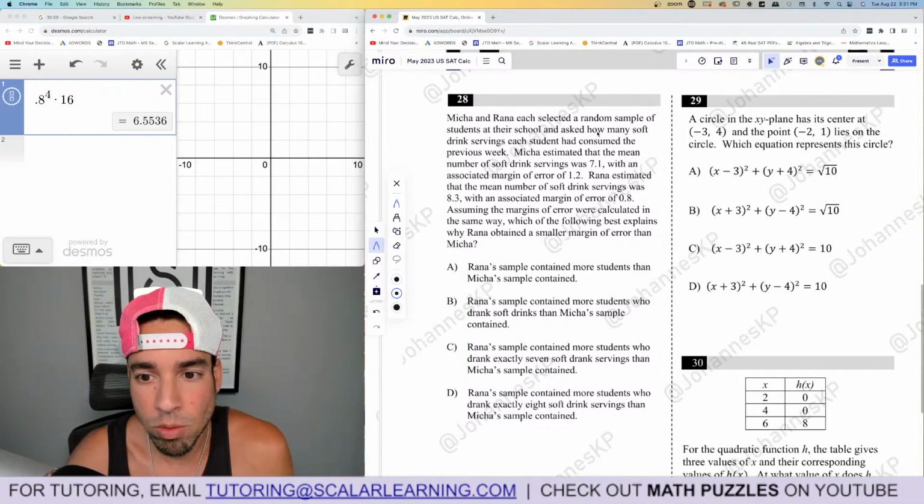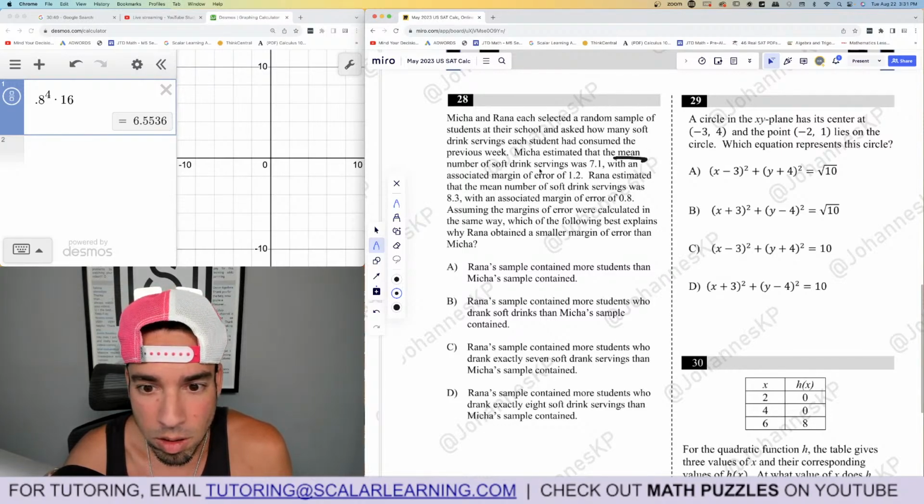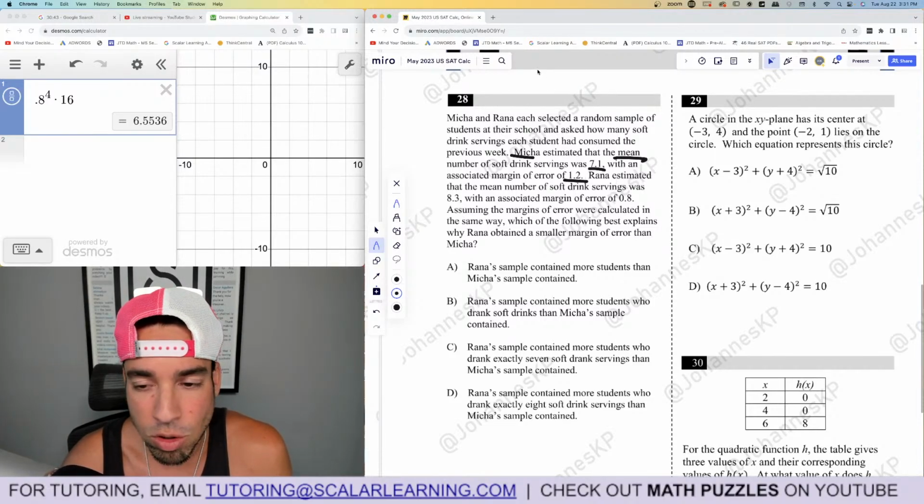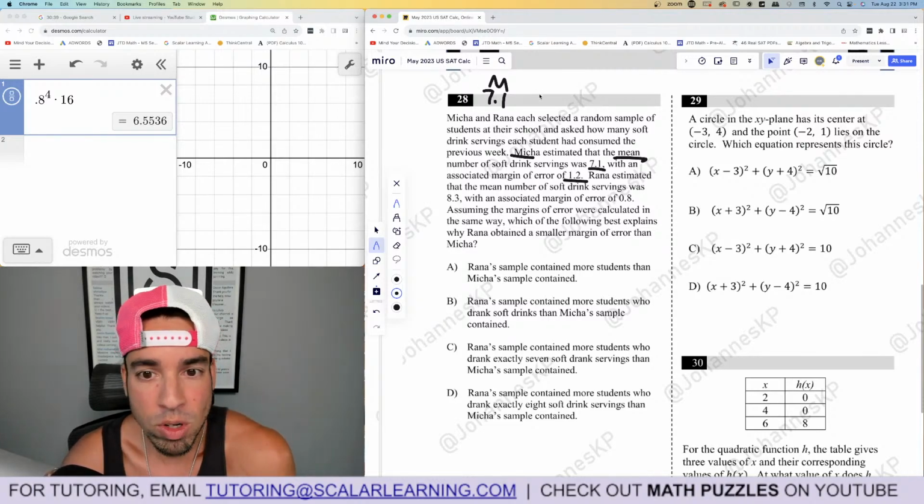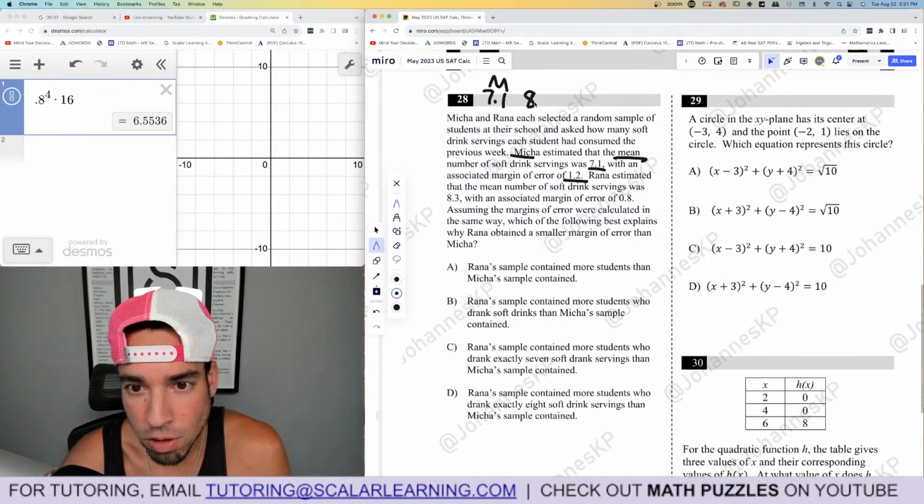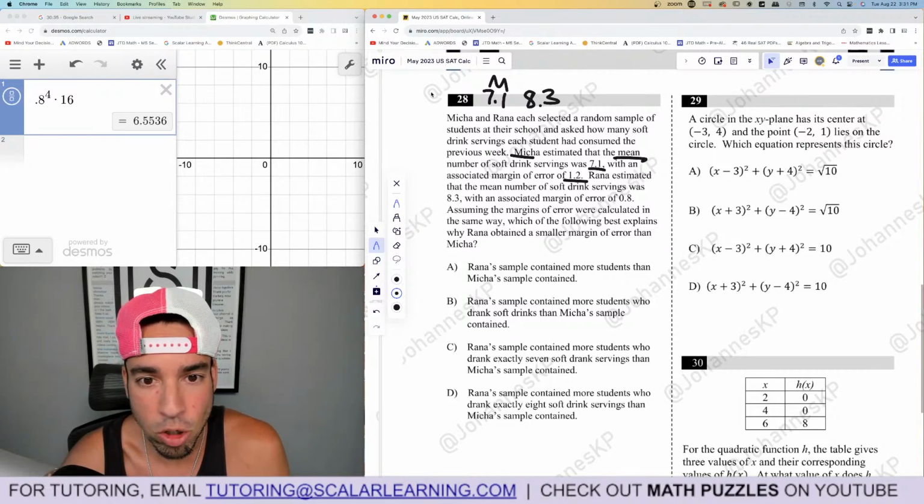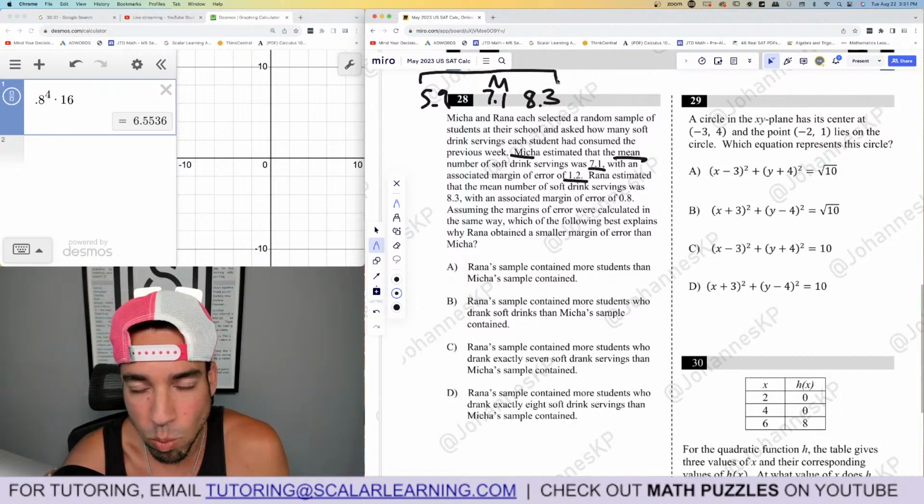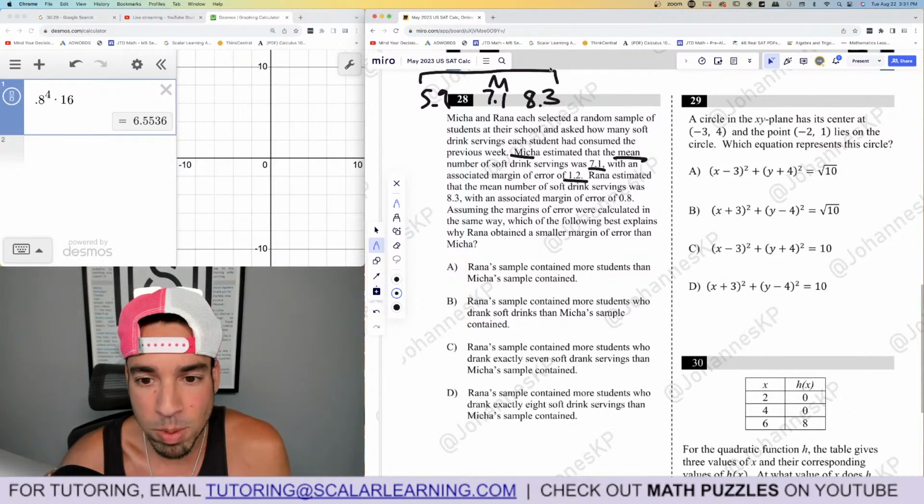28. Misha and Raina have asked how many soft drink servings. Okay. Misha estimated that the mean number of soft drinks was 7.1. That's Misha. And then with an associated margin of error of 1.2. I always like to do this. So if it's Misha, that's 7.1, but it could go as high as this plus the margin of error and as low as this minus the margin of error, which is 5.9. So just that gives the width of the possible mean according to Misha.